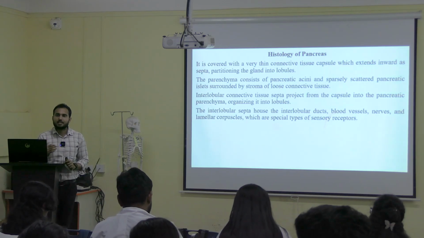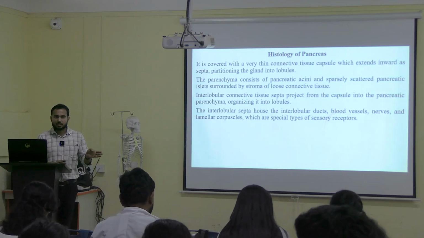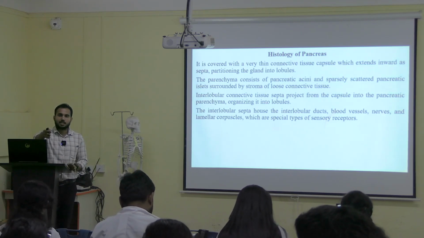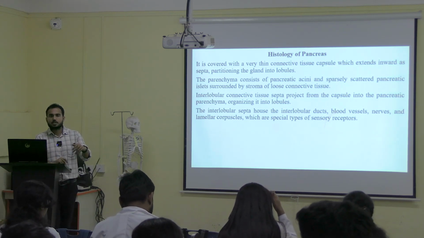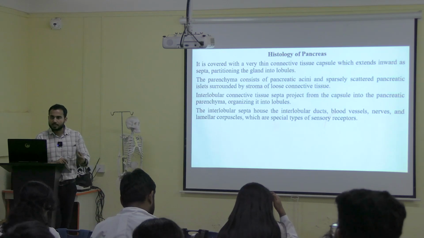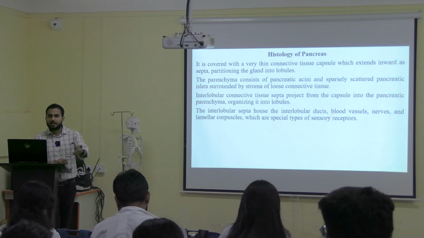Whenever you are studying the duct system, you have to know what the different types of ducts present are: which is the smallest duct, which is the next one, and which is the largest. This duct pattern is found in most of the glands. Next, for the smallest duct, what is the lining epithelium? Then for the next, what is the lining epithelium?